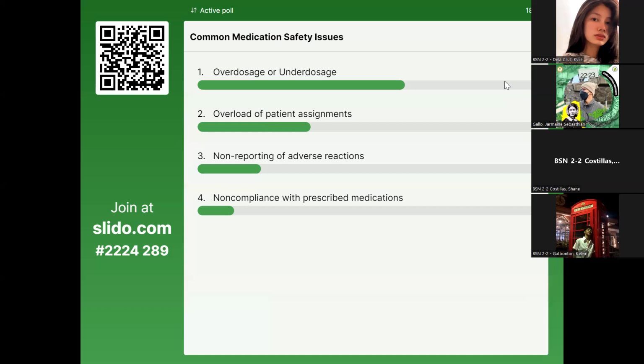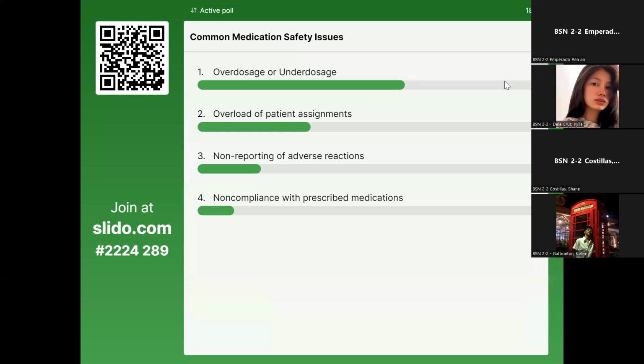So with the number 3 and the number 4, the problem naman with the number 3, non-reporting of adverse reactions, could also be a major issue. Why? Because if, for example, the nurse or the patient does not report adverse reactions, example, vaccination. That's why even after each vaccination, you are being observed before you will be released from the vaccination site. Simply because to report also if there are adverse reactions or untoward allergic reactions, any reactions that are unexpectedly manifested.